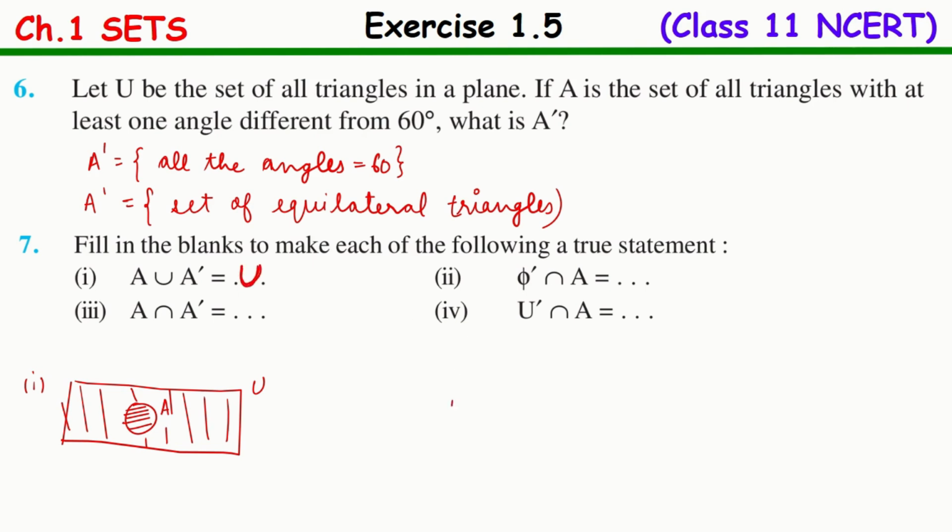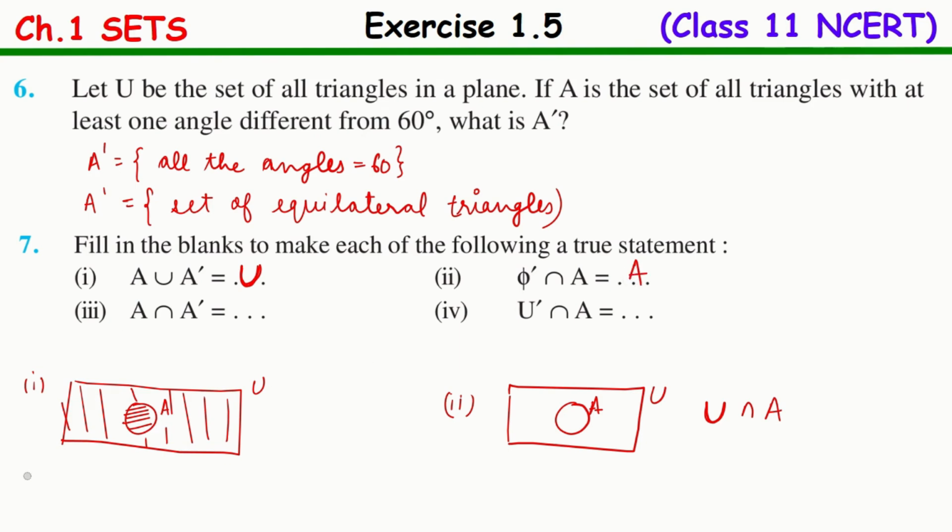Second part says phi complement. Phi is an empty set, so its complement will be the U universal set, right? Next, universal set intersection with A set. So this is the whole universal set, this is A set. So we have to consider the common elements in U and A. So it will be A.